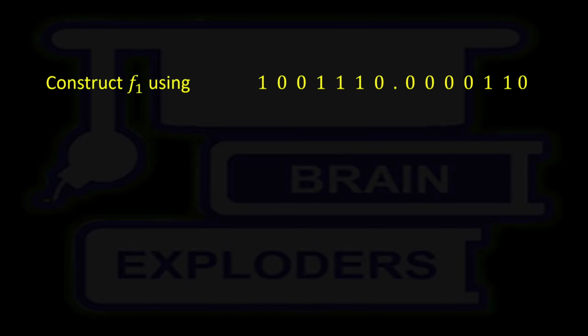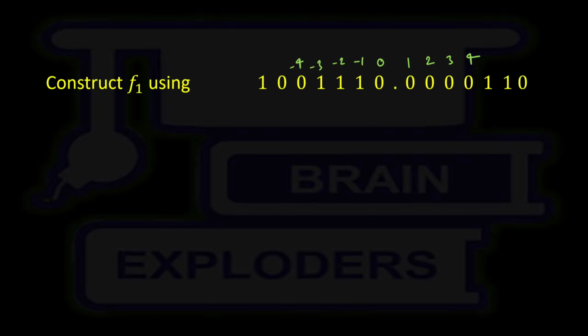Let us see how. We will number the places of this binary number. We will number the place before the decimal as 0, and before it -1, -2, -3, -4, and so on. And after the decimal we will number them as 1, 2, 3, 4, and so on. Now using them we will construct a function from natural numbers to 0, 1.